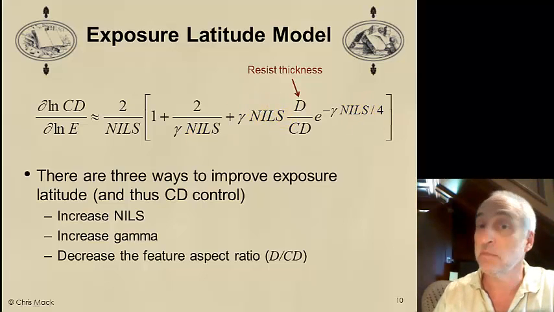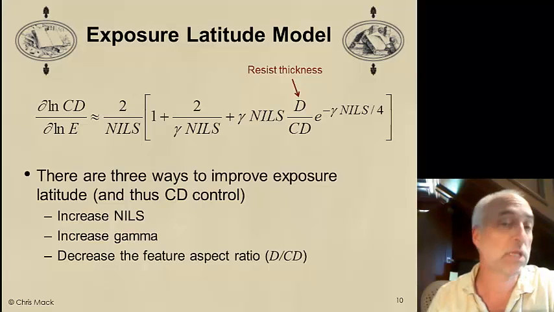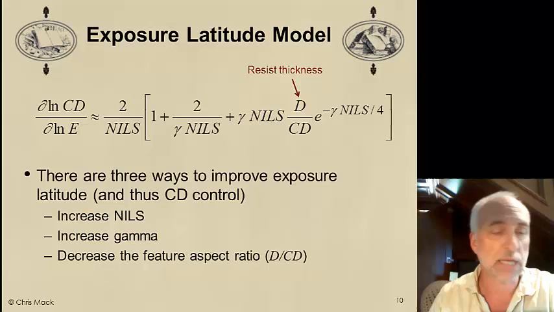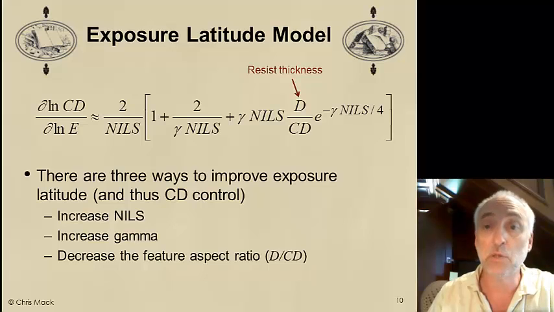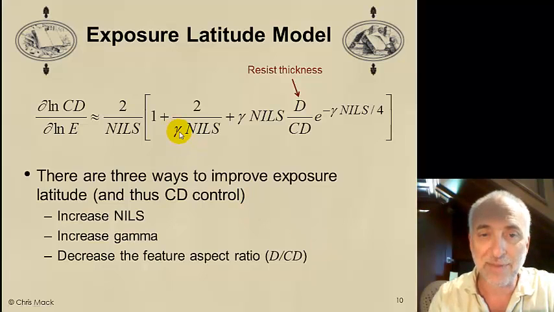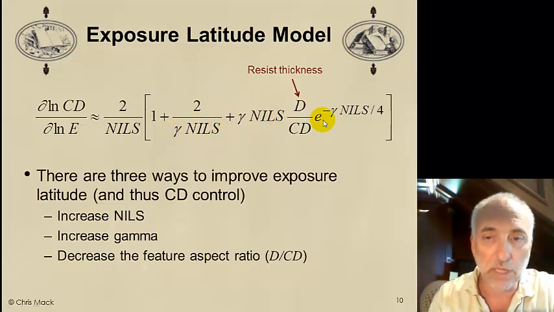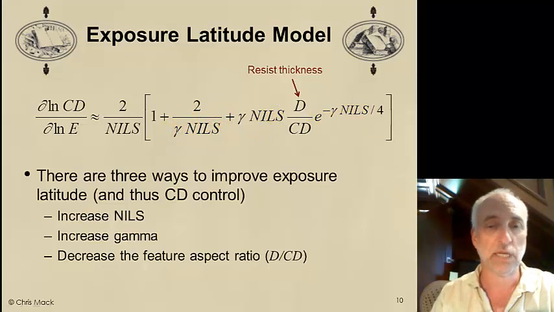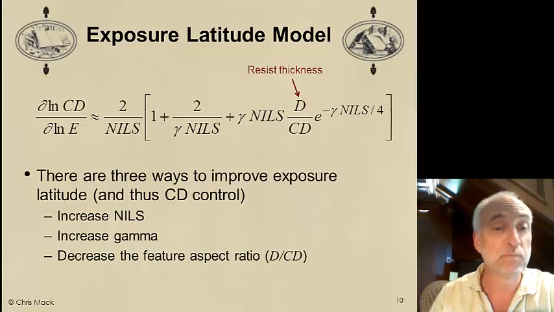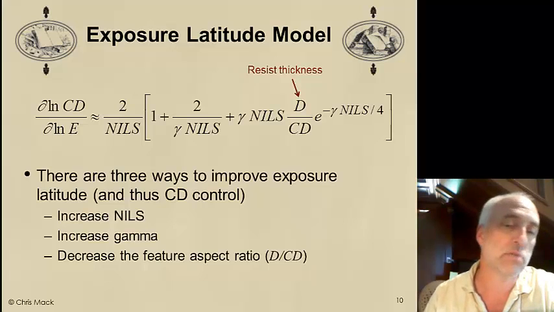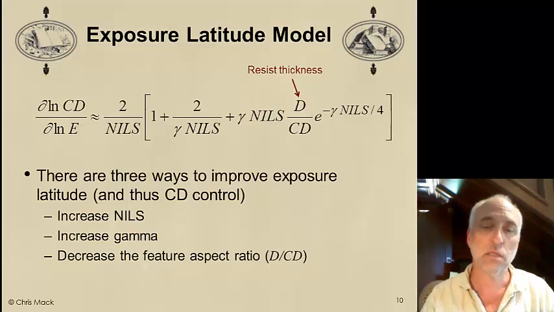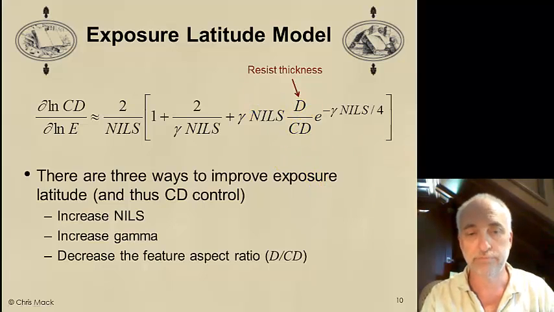I can increase gamma. Eventually I'll have diminishing returns as I go to higher and higher gammas, but nonetheless we can always benefit from an increase in gamma. Note that gamma is always multiplied by NILS. Gamma times NILS is the development rate gradient on a logarithmic scale, and that is controlling all of these factors that get thrown in there. And finally, we can decrease the aspect ratio of the feature, D over CD. If I use a thinner resist, then this last term gets smaller and smaller.